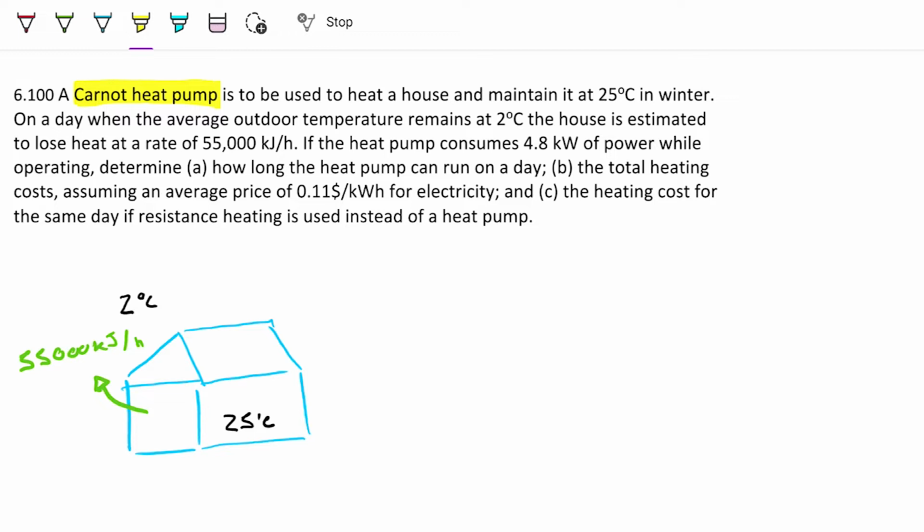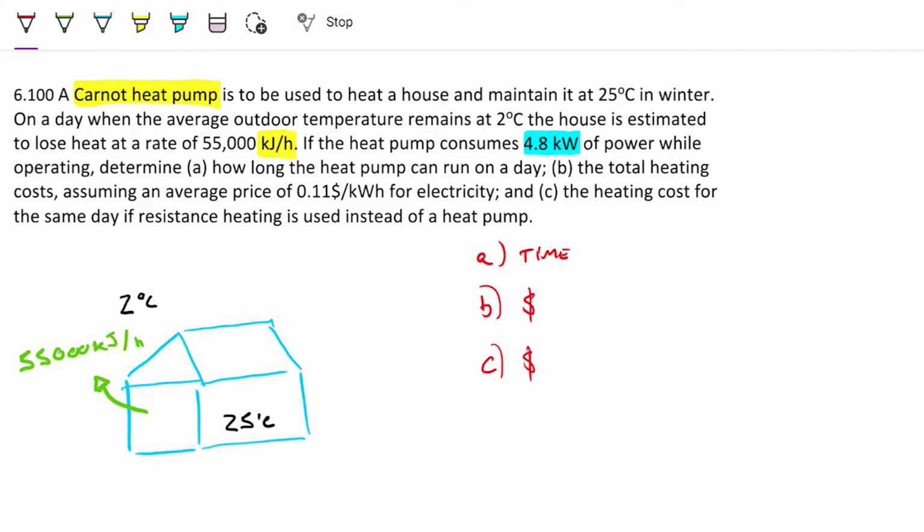We are from 25 to 2 degrees Celsius. We are with a funny unit of kilojoules per hour, which we're going to obviously convert to kilowatts so that we can use better units. We have the heat pump that requires, this is the amount of energy we need to put into the heat pump for it to work. And we want to find out how long it can operate in a day. So for A, we want a unit of time, right? How long? Some unit of time. For B, the cost. So we want to find out what it costs. And C as well, the cost, but then in a different scenario.